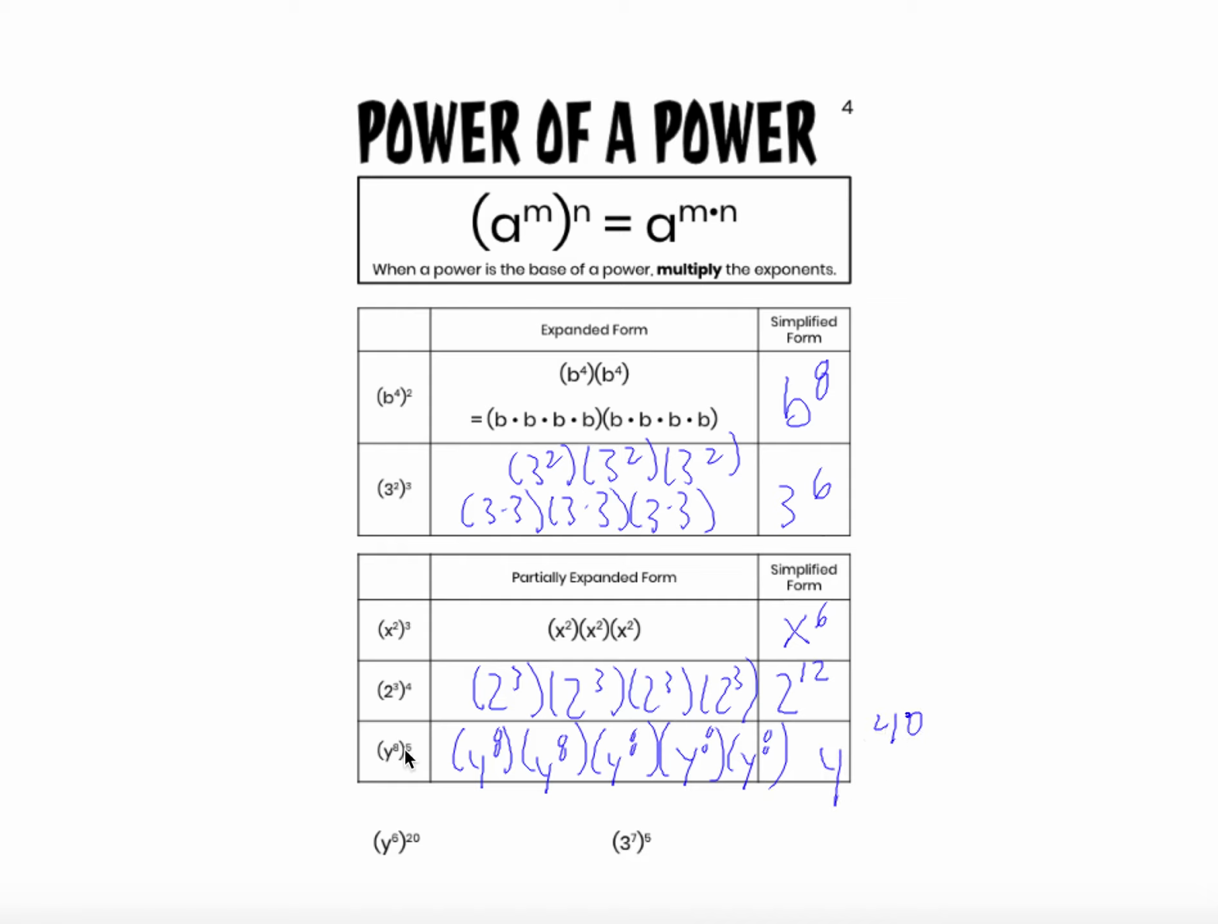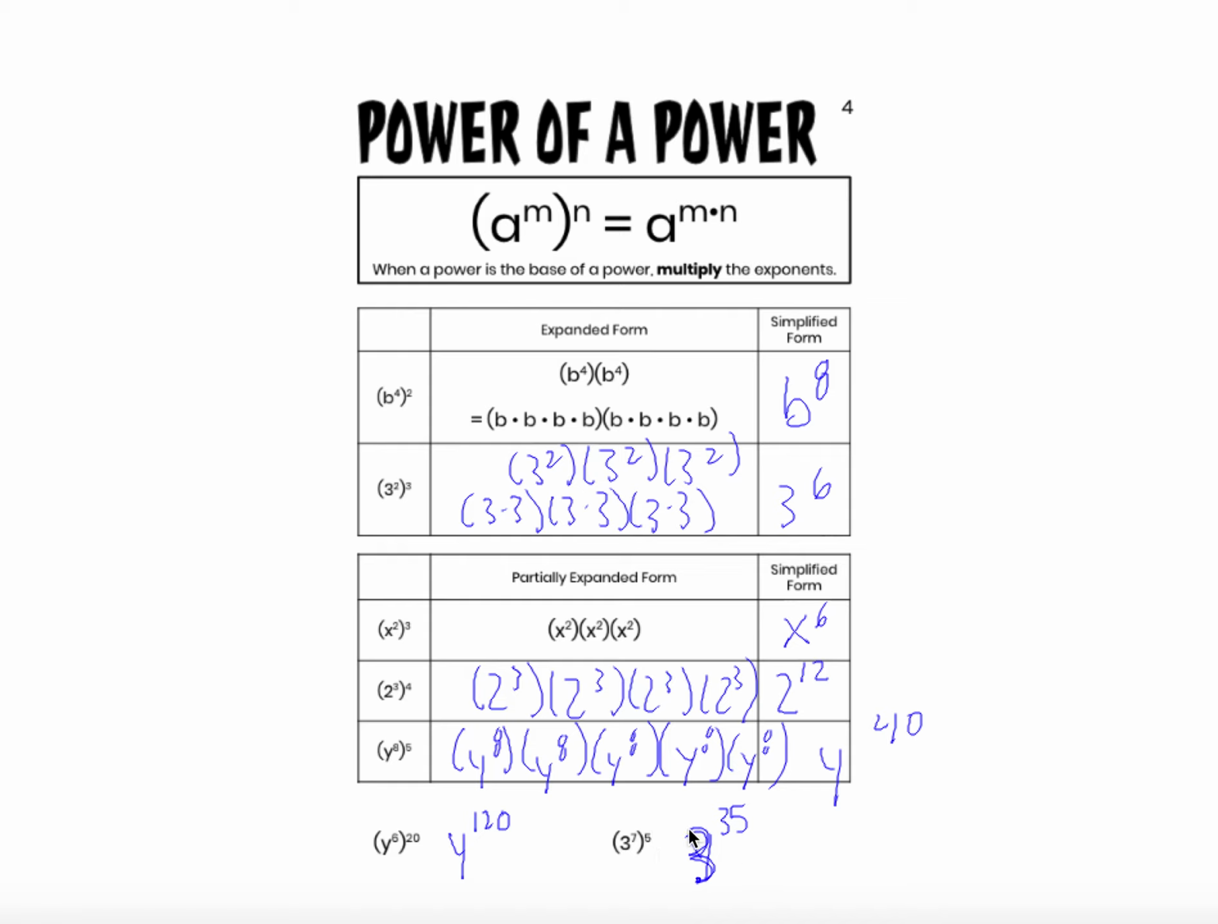This is one that usually students are pretty comfortable with, that you just multiply those exponents. So here, y to the 6th to the 20th is y to the 6 times 20. 3 to the 7th to the 5th power is 3 to the 7 times 5.